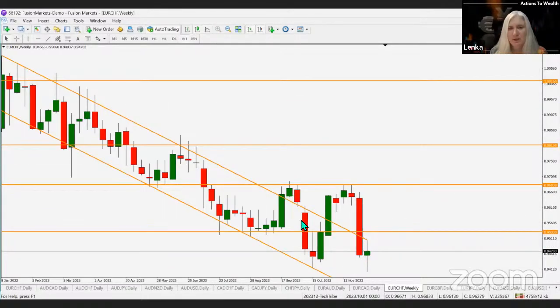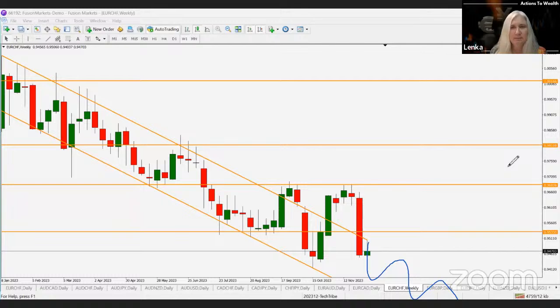We did have a couple of attempts at going above and trying to break above, but we are still back into the channel last week. So looking for price to continue, possibly just in that channel going downwards.